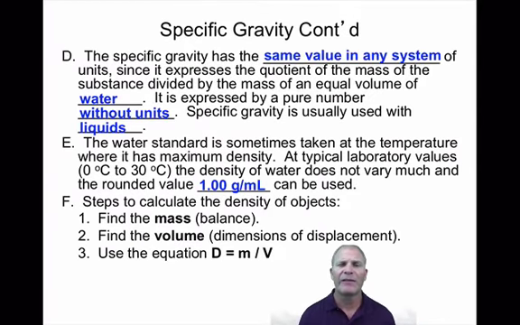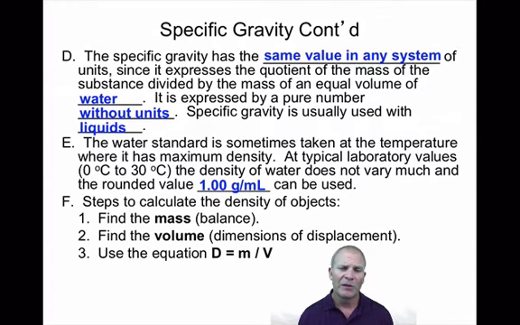Now specific gravity has the same value in any system of units, since it expresses a quotient of the mass of a substance divided by the mass of the equal volume of water. It is expressed by a pure number without units. Again, units off, specific gravity, units on, we have density. And it is usually used for liquids. And again, we have this numerically the same because at room temperature, the density of water will remain the same at 1 gram per mil.